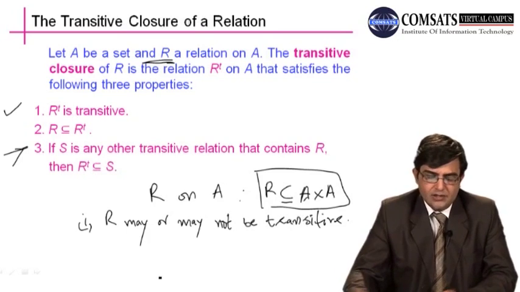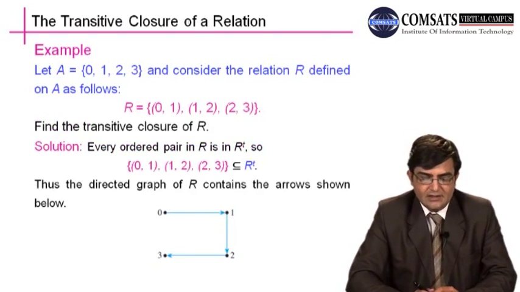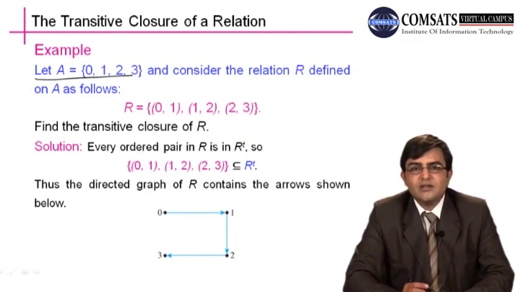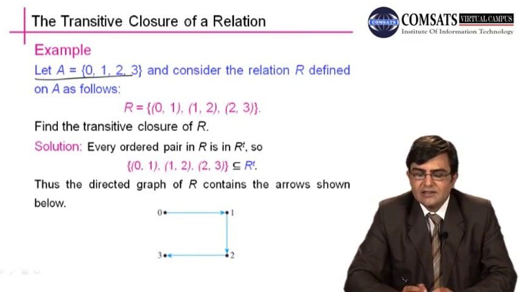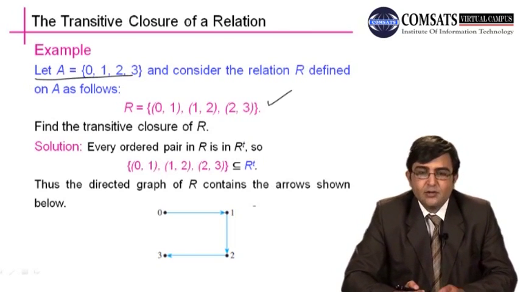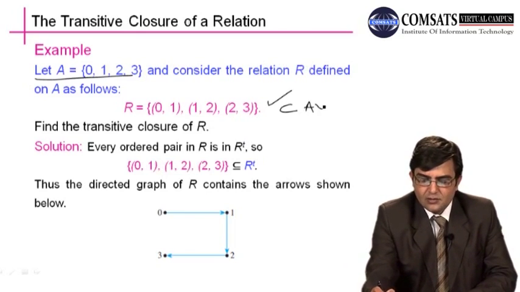Next we discuss it with the help of an example. For example, we are given a set A which is {0, 1, 2, 3}, and consider the relation R defined on A as follows. This is a relation defined on A, that is, this relation is a subset of A cross A.